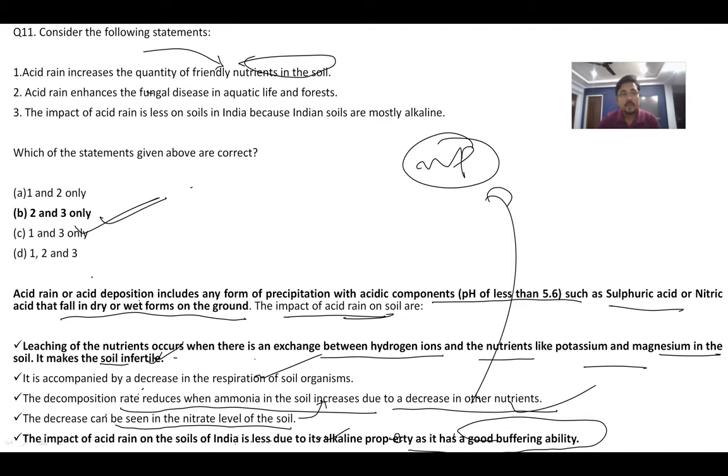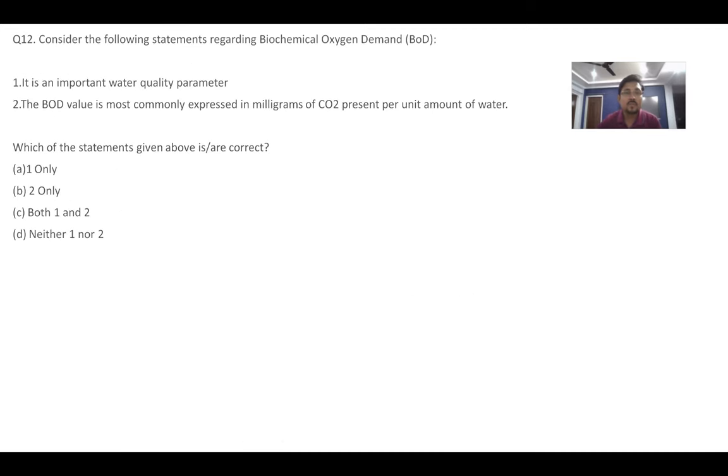Okay. Next question of Goisu, biochemical oxygen demand, BOD, uporot kuntu correct. So it is an important water quality parameter. So BOD value is most commonly expressed in milligrams of carbon dioxide present per unit amount of water. So this should be O2, oxygen. So here one only is correct.